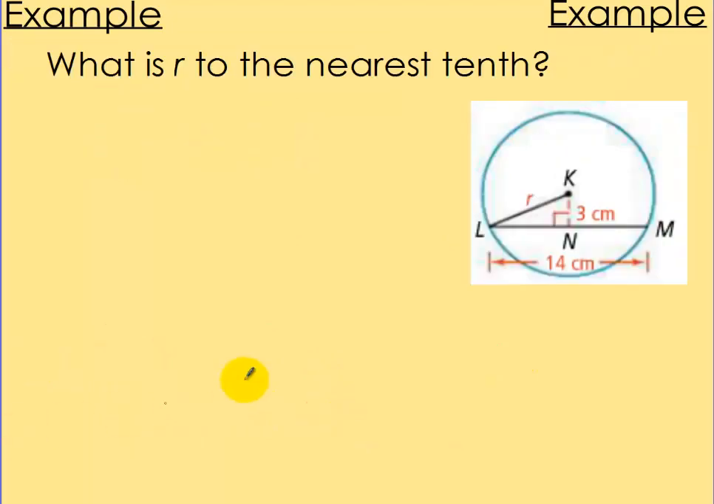Next one. Pause the video. All right, we get a perpendicular line right here. That means this must bisect this chord LM. And if it's 14 centimeters, this must be 7 centimeters.